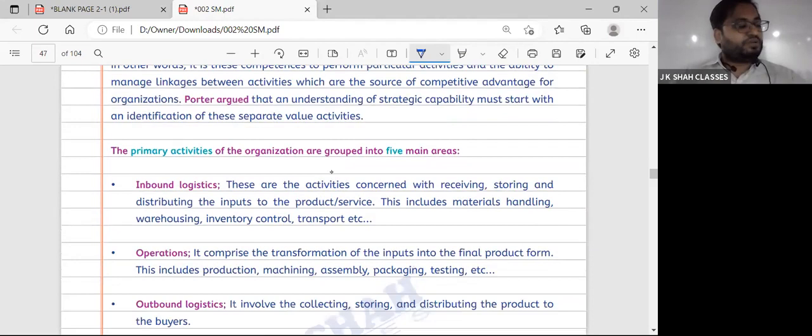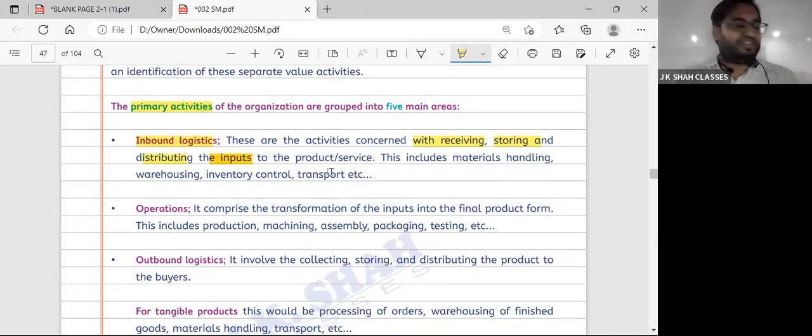Now, primary activities. Inbound logistics, don't highlight everything, just highlight this input. If you still want to highlight a little more, actually I am against highlighting everything, because what's the point of revision? Then what's the point of highlighting if you want to highlight everything? But still, if you want to highlight a little more, 4 more words. Otherwise, 1 word was enough. These are the activities which are concerned with receiving, storing, distributing inputs. Okay, these are few examples: material handling, inventory, warehouse.